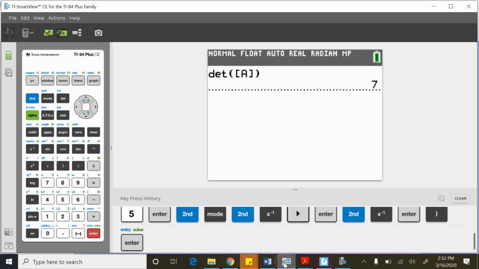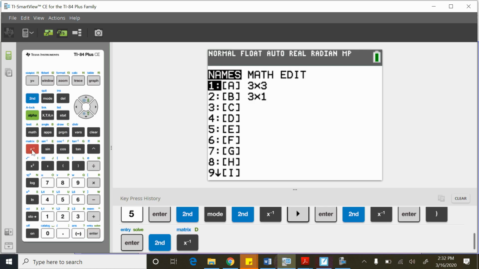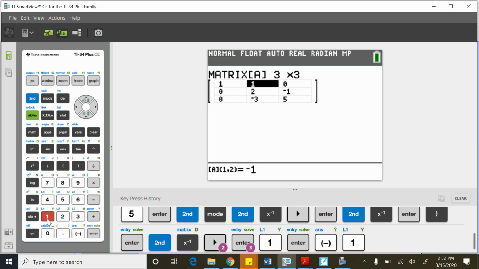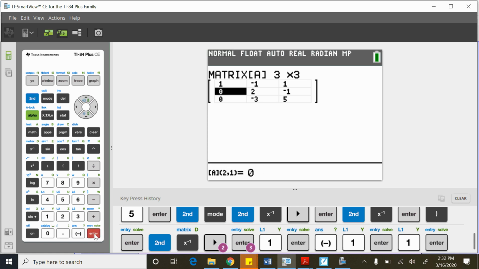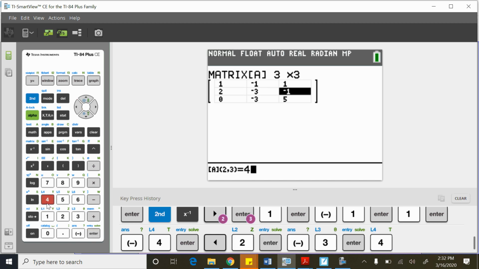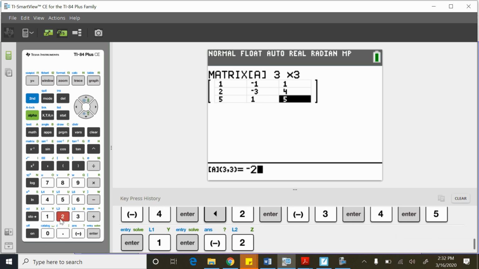So I'm going to go back to my calculator. I have to go back into my matrix here. And again, you can put it on whatever one you want. I'm going to go to the edit spot. And I then do have a 3 by 3, so all works out fine. I'm going to put in my 1, my -1, my 1 in that case. Sorry, wrong spot there. So I got the wrong thing. I have a 2. I have a -3, and I have a 4. I have a 5. I have my 1, and I have my -2.